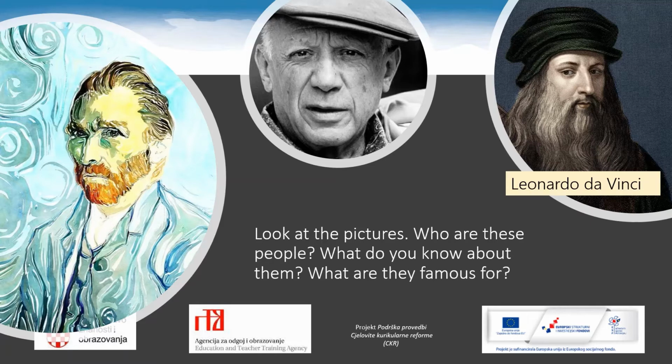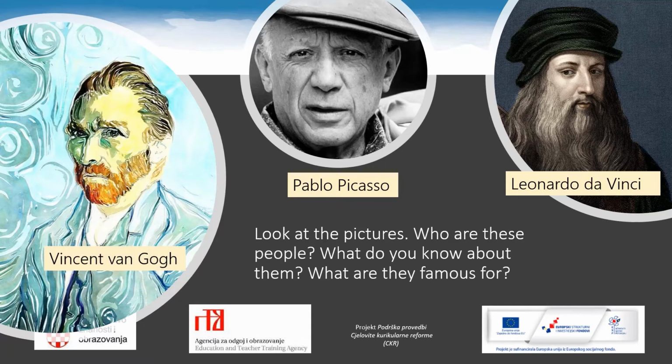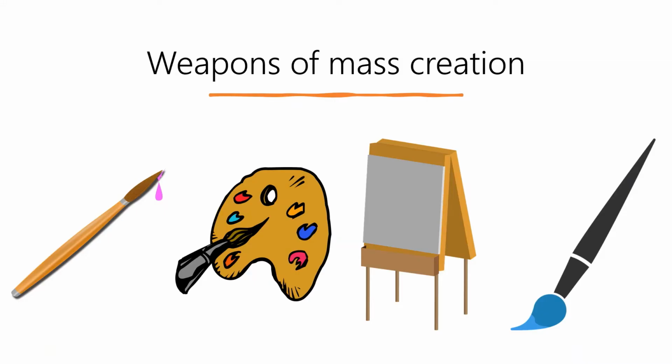And do you recognize the other two? What are they famous for? Let me help you. The one in the middle is Pablo Picasso, and the one on the left is Vincent van Gogh. What do these three have in common? Yes, all three of them were famous painters. And on this slide, you can see the weapons of their mass creation. This is all they needed.